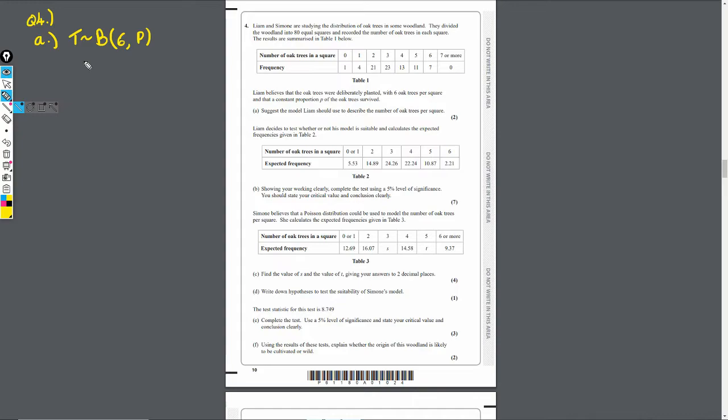Part B is 7 marks, quite a bit of work to this one. So let's have a go at it. So my mouse has decided to stop working. Okay, let's have a look at it. So part B.